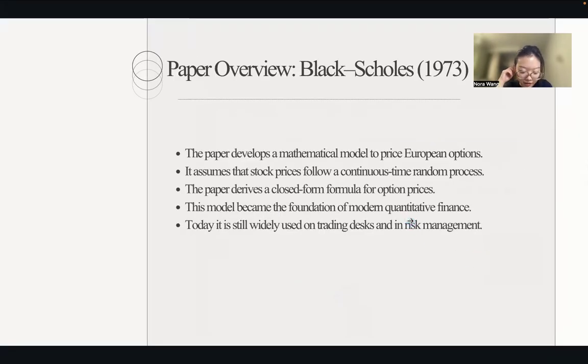The original Black-Scholes paper from 1973 developed one of the most important mathematical methods in finance. It assumed that the stock price follows a continuous-time random process, and under this assumption, the authors derived a closed-form formula for European option price. This model became the foundation of modern quantitative finance, and it is still used on trading desks and in risk management.